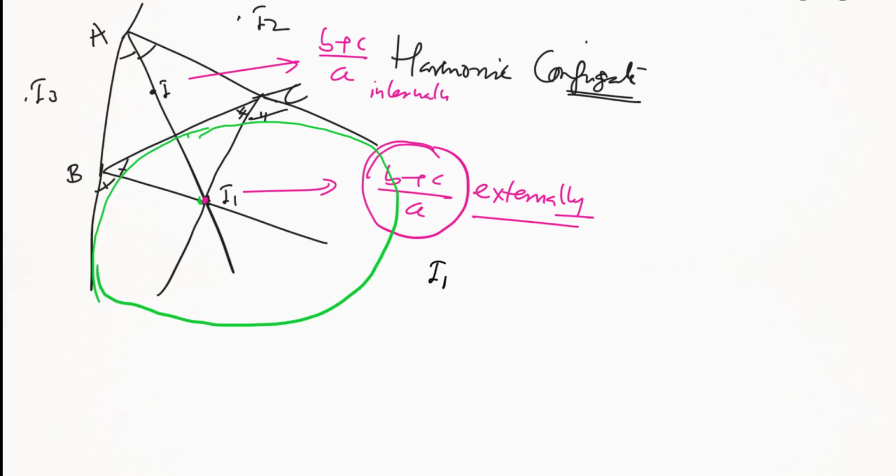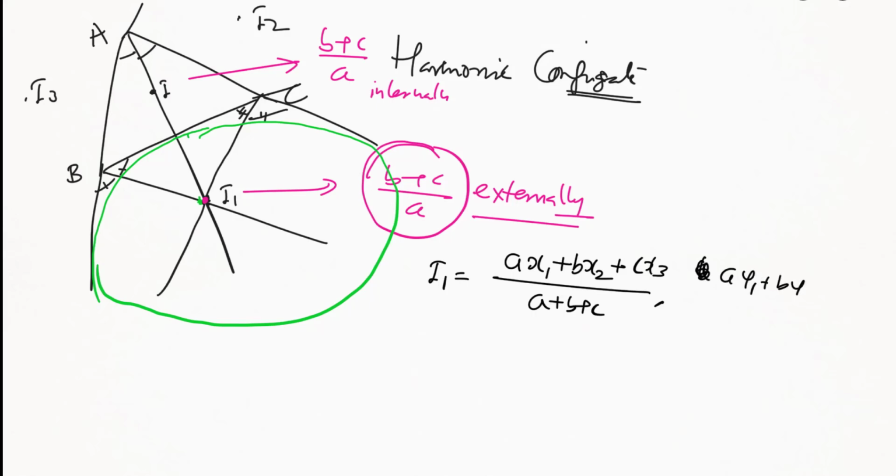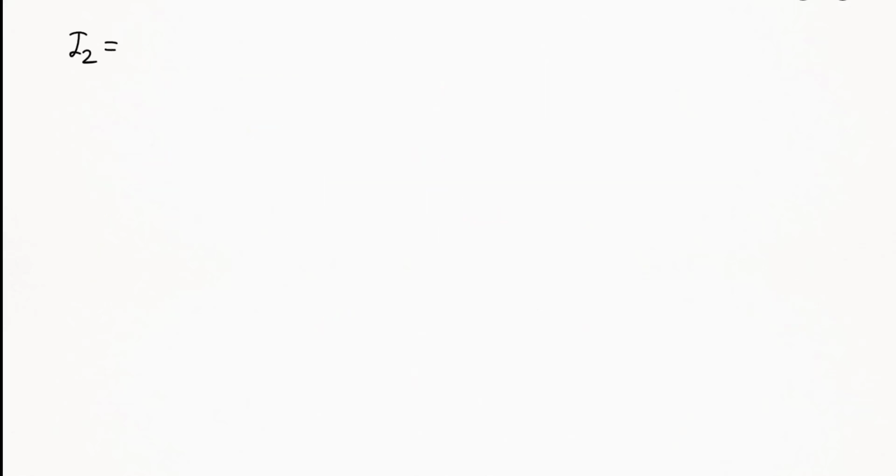I am directly writing the results. I1 will be, the formula is very similar to the incentre. This is the formula of the incentre, right? Over a plus b plus c, and ay1 plus by2 plus cy3 over a plus b plus c. You have to just put a negative sign on a here. Alright, so this becomes the excentre coordinate opposite to vertex A. Similarly for I2, this will be a minus b plus c. Oops, I think I made one mistake here. This will also be negative.